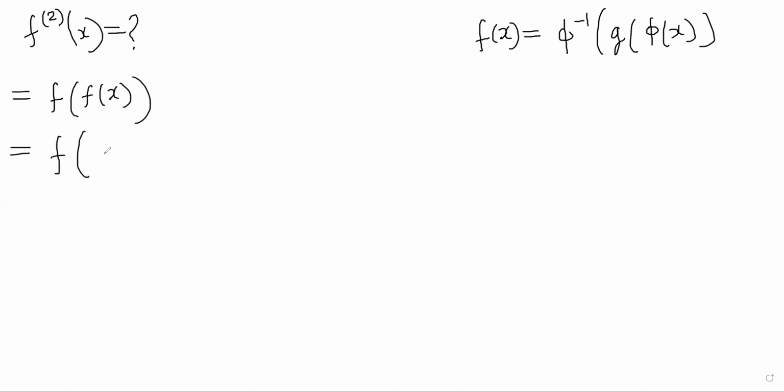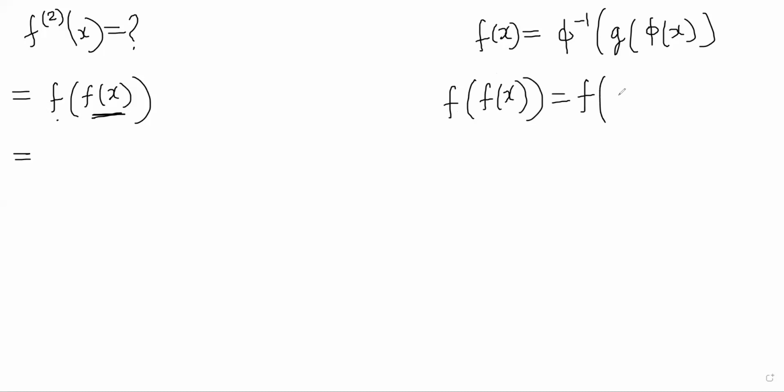So that will be equal to f of phi inverse g of phi of x, right? So this is true right now. And then we can say that actually it is better if we open the f of x in a slightly different way. So we'll open it like this. We can say that f of x will be equal to f of phi inverse g of phi of x, right?